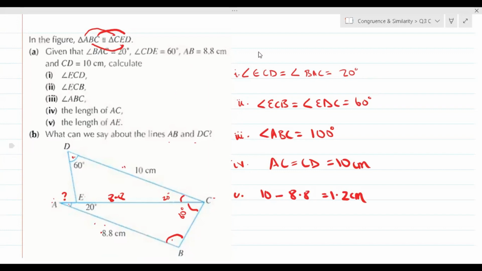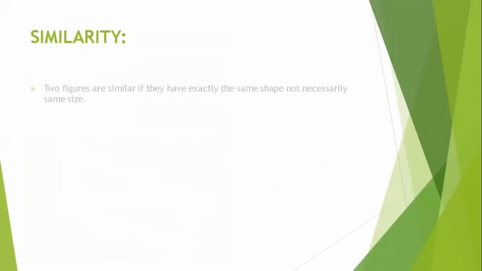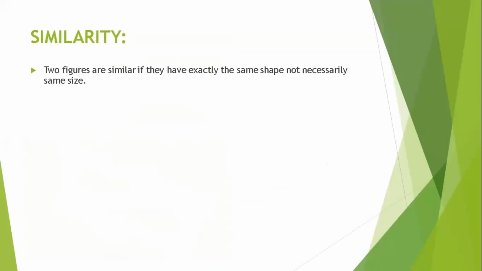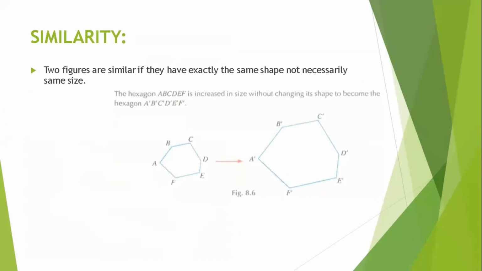All right, so let's look at similarities now. Similarities होती क्या है, पहले हम जरा उस पे फोकस कर लेते हैं, उसके बाद we will solve questions of similarities. Okay, similarity. Two figures are similar if they have exactly the same shape, however, not necessarily the same size.